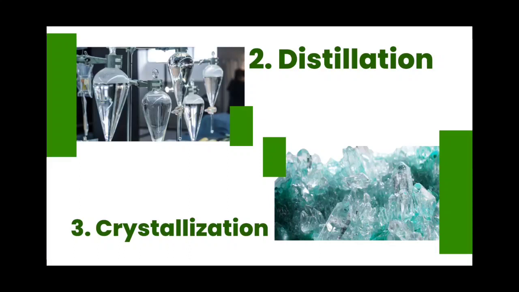Continuous distillation is used when large quantities of a product are required. In this process, the liquid mixture is fed into a column where it is heated and vaporized. The vapor rises through the column and condenses on trays or packing material. The condensed liquid is then collected in a separate container.